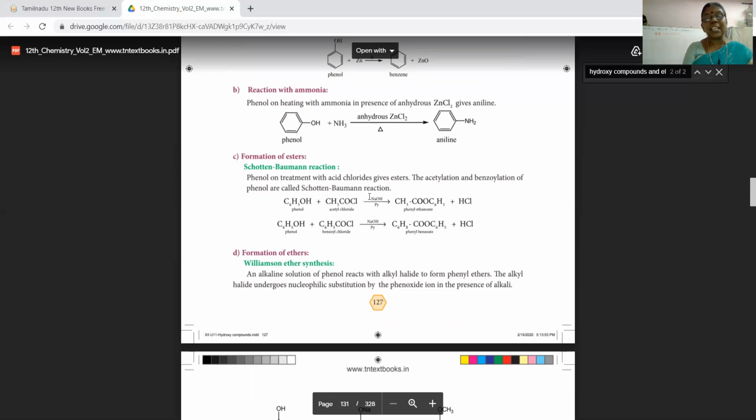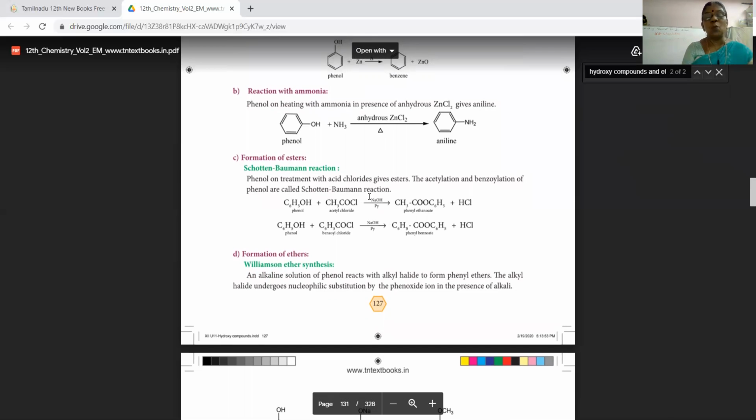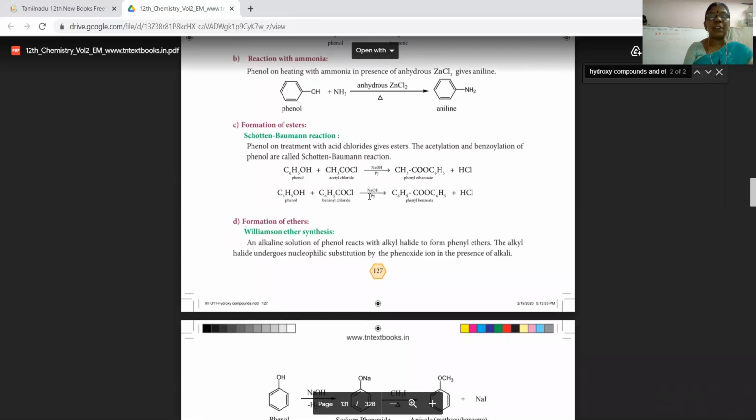That is C6H5OH, which is treated with CH3COCl. One of the hydrogens from phenol and the Cl, both of them are removed as HCl, and you will get CH3COOC6H5. In the same way, the phenol is treated with benzoyl chloride. Again, the same H and Cl are removed from the compounds and we will get C6H5COOC6H5.